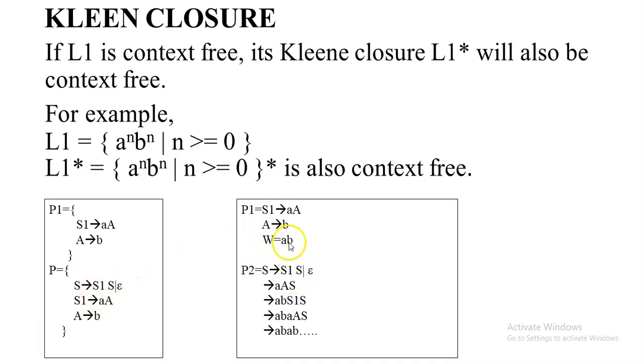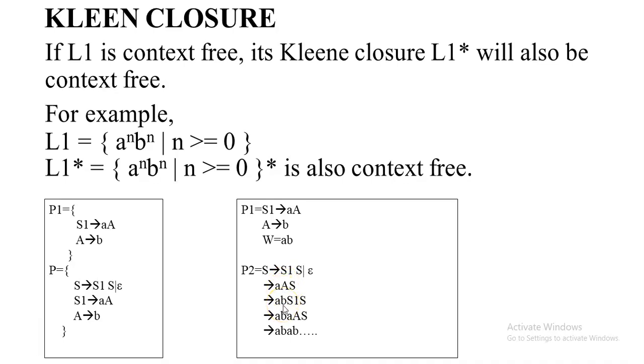So W equals AB. Our condition is that the number of A's should be equal to the number of B's. If there are 2 A's, the string should generate 2 B's. In the same way, we take the first production, S tends to S1 S or epsilon, and substitute for S1. Instead of S1 we substitute AB, and for the inner part we substitute A, then S.